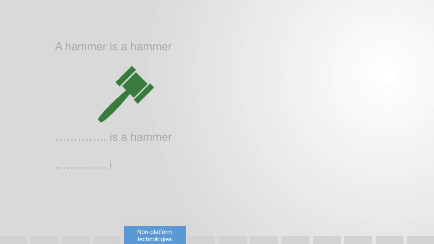But let's start by thinking about what exactly a non-platform technology is. Take a hammer, for example. It is a homogeneous system. There is no differentiation between the system's infrastructure and its application. They are all just one thing. It is an instance of a hammer. It cannot generate new and different configurations of itself.